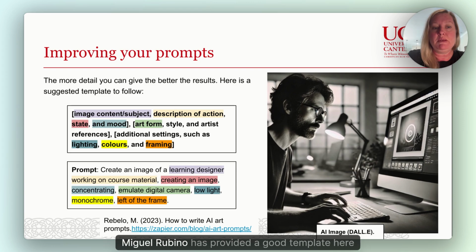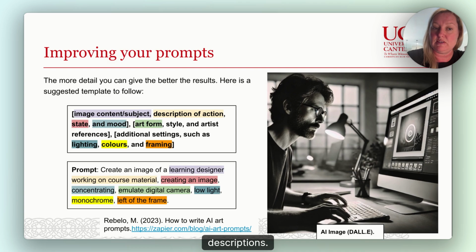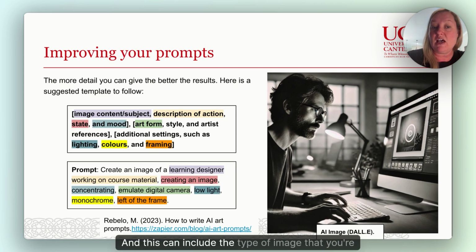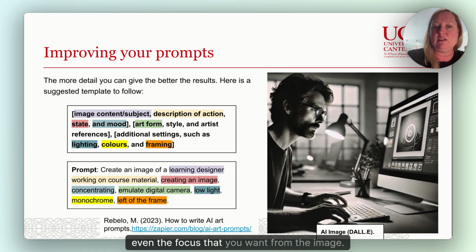However, Miguel Rubino has provided a good template here that you see on the screen that helps us to create better images. In the template, he suggests providing AI with specific descriptions, and this can include the type of image that you're looking for, even the focus that you want from the image. You can read more about this by scanning that QR code in this article.